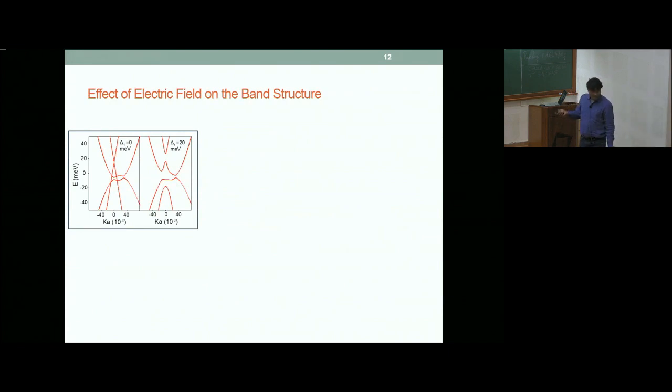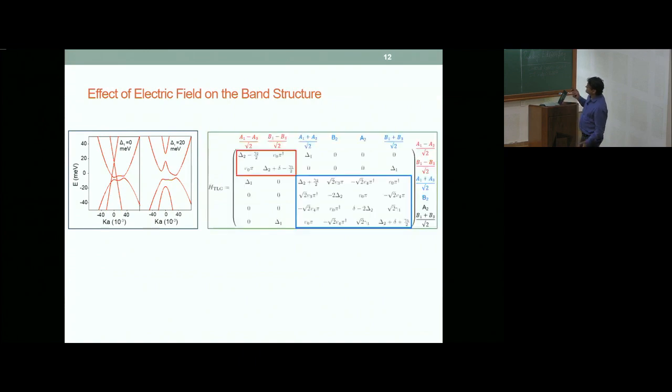But when you turn on the electric field, which is parametrized by this parameter delta 1, which is just the potential of the outermost layers, the upper one will be plus delta 1 and the lower one minus delta 1, the bands start to hybridize. And there's a simple way to see this, which is the effective Hamiltonian of the system. It is a 6 by 6 Hamiltonian, which has two blocks.